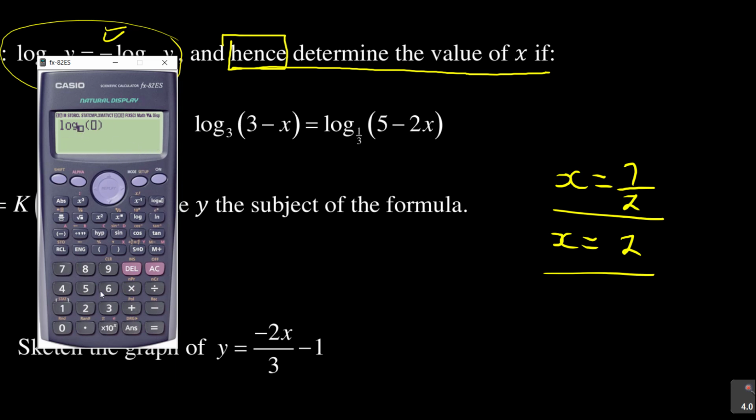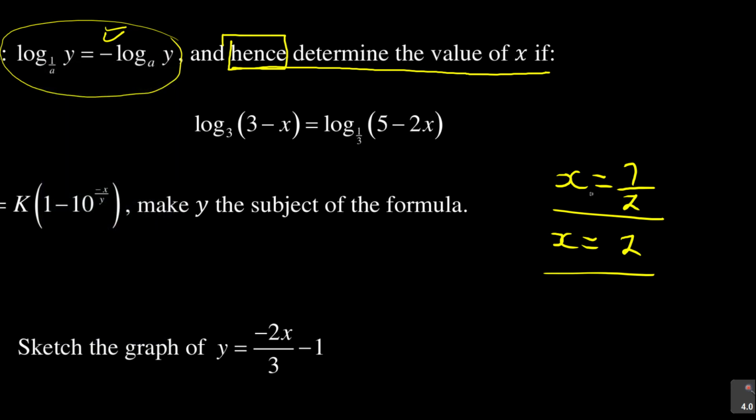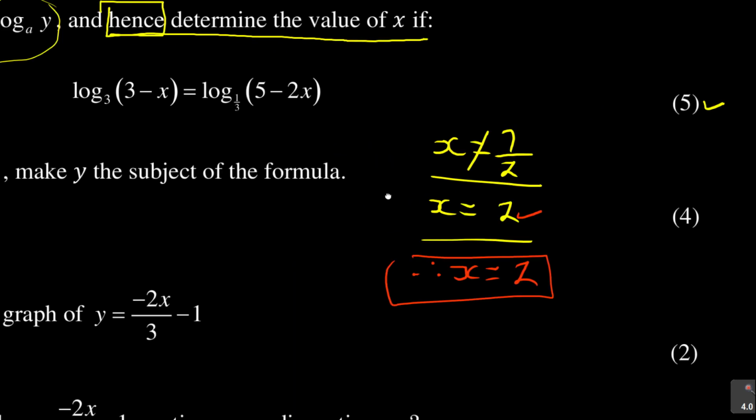Let's do the right hand side. Log of 1 over 3, and then I've got 5 minus 2 times 2, equal to, I'm also getting a 0. So you can see that the one that is balancing is that one, and this one is not. So the answer is only that. Then you can say therefore x is equal to 2, or you can just say x is not equal to 7 over 2, x is equal to 2. So that is how you can simply solve that. It was quite a bit of working there for 5 marks, but I think it's worth it.